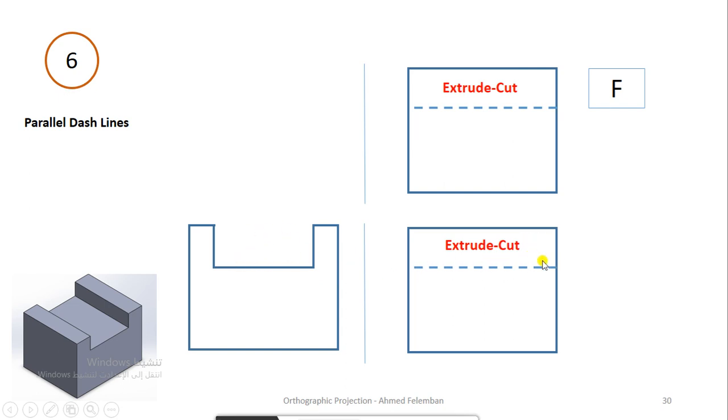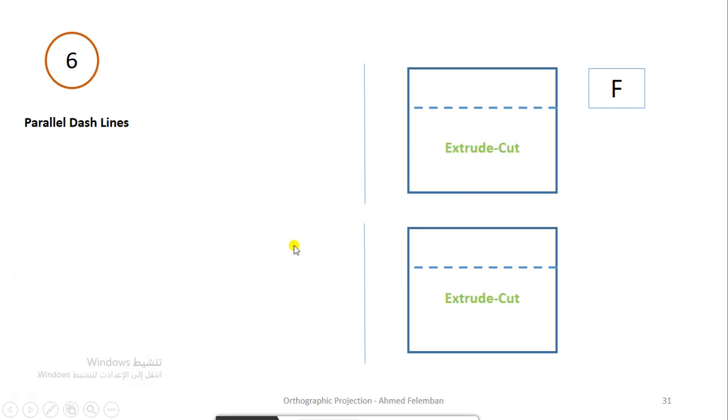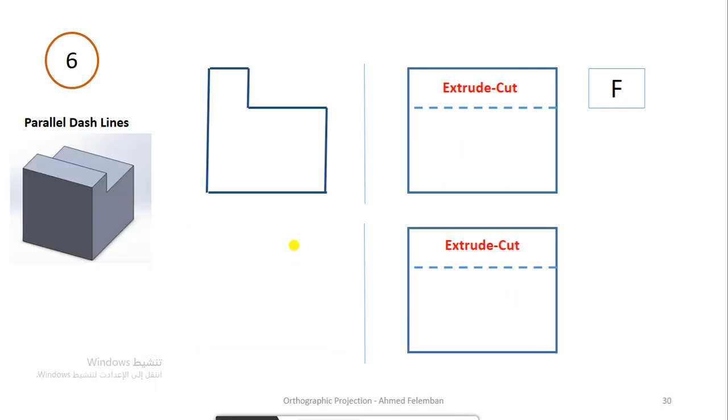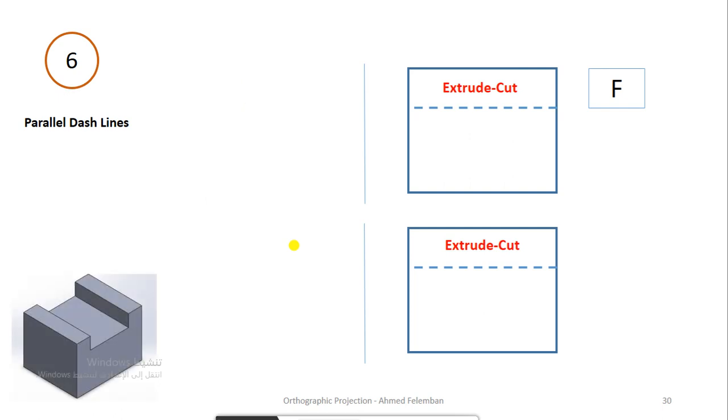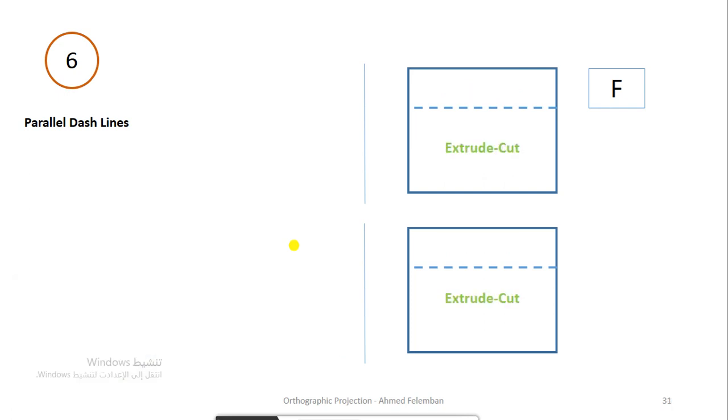It means that either we have an extrude cut in the upper level or we have an extrude cut in the lower. Dash lines mean there is a cut behind this part. Behind this part we have an extrude cut. Okay, so we have these two probabilities. We have this probability or this probability. Okay, very simple.